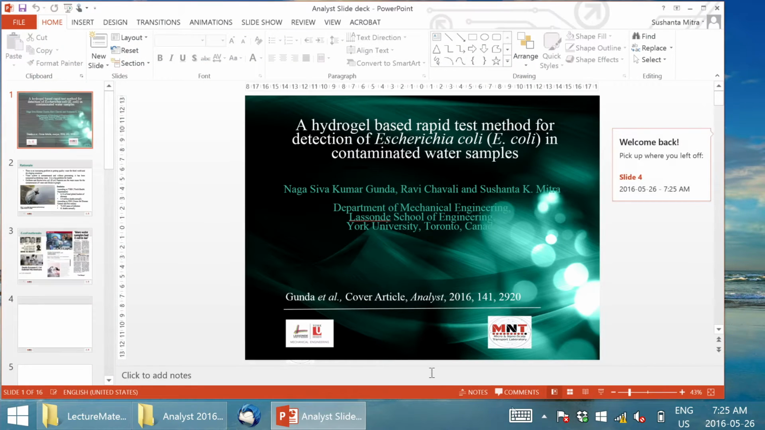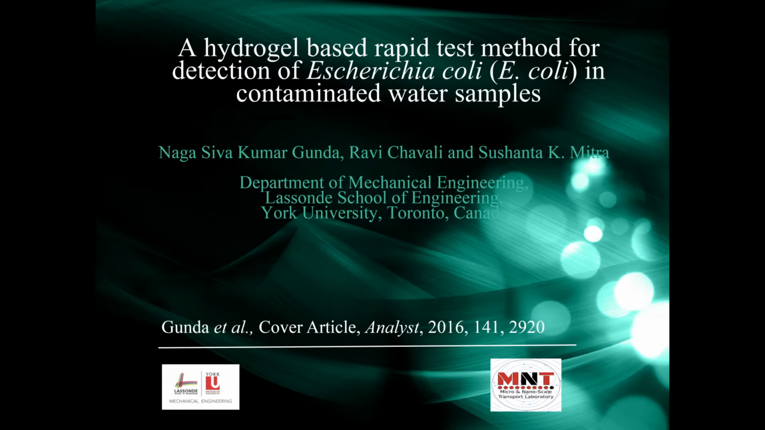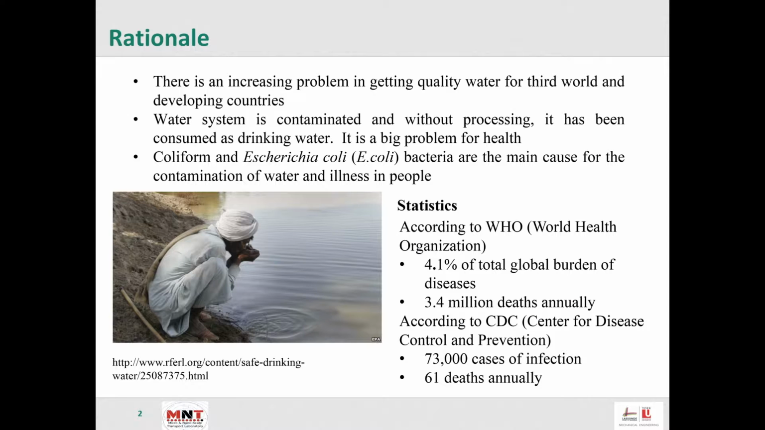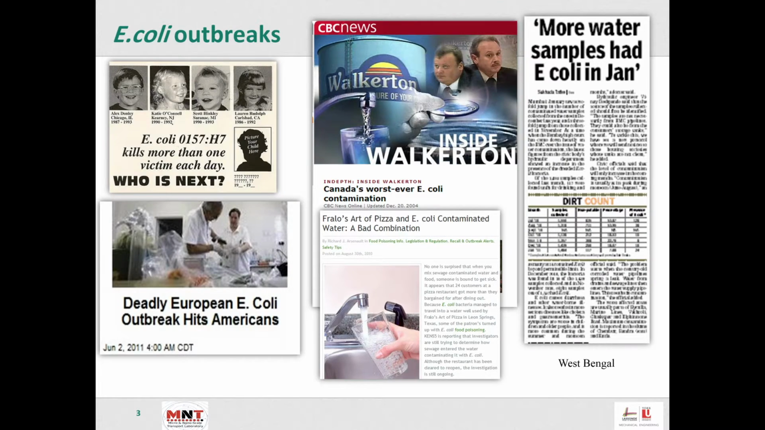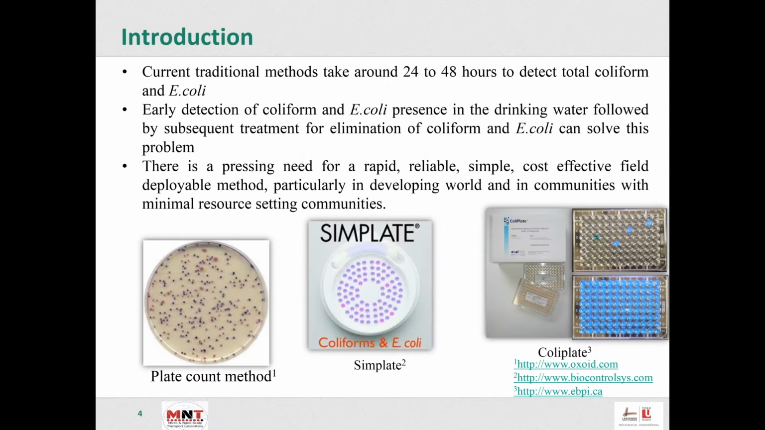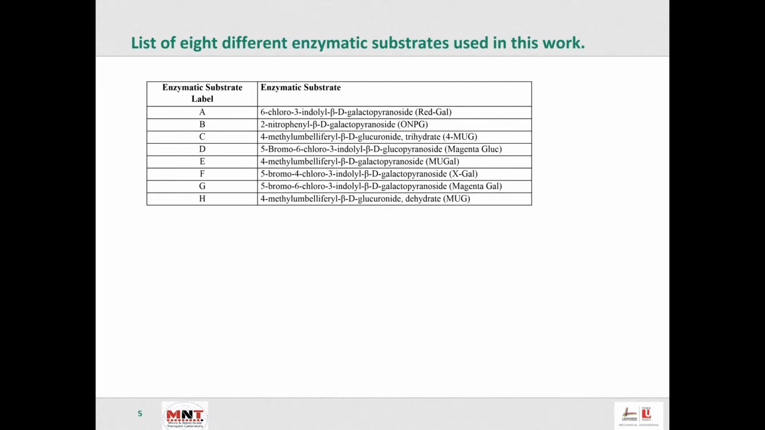You do it one at a time. So this is typically one. If you have to do it in an industrial setup or in a lab, you use this plate count. There is a coliform, E. coli, Simplate, Coli Plate, and all these things are readily available in the market. But as I mentioned, it takes a huge amount of time.